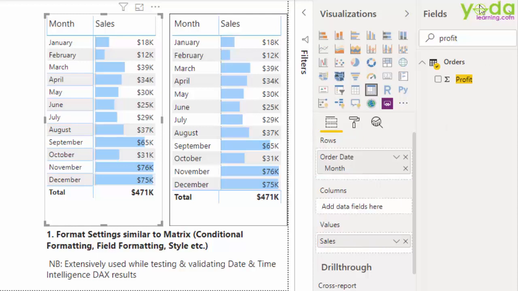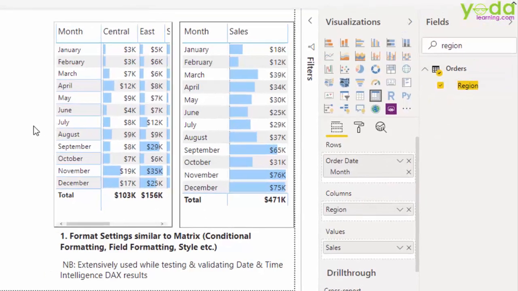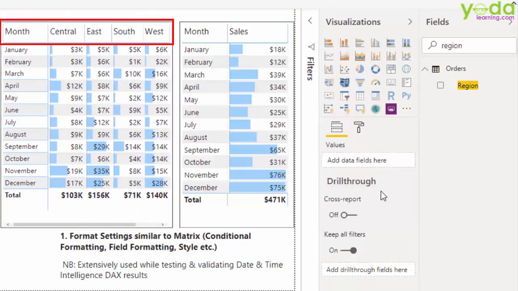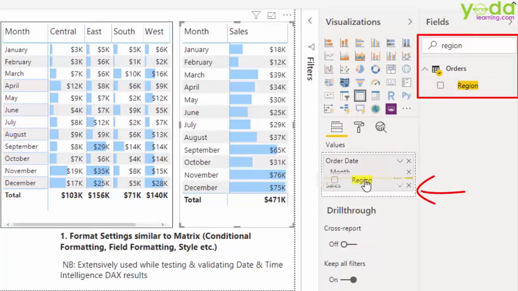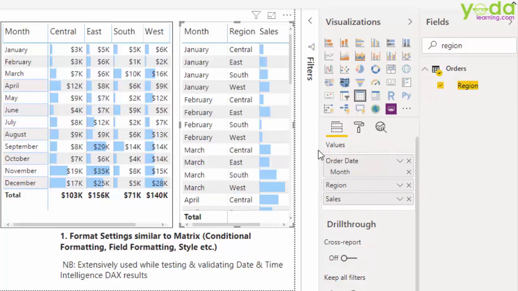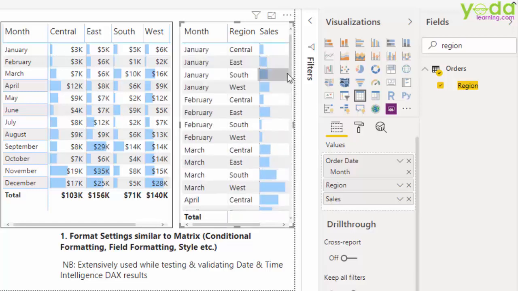Which means if you look for region and try to put that region in the columns, you will see that region appearing on the header, right? However, when you go to a table and try to put the region immediately after the month, you realize it is also appearing as a value in the second column top to down, thereby making your visual pretty lengthy and difficult to scroll. So that's the basic difference between matrix and table.